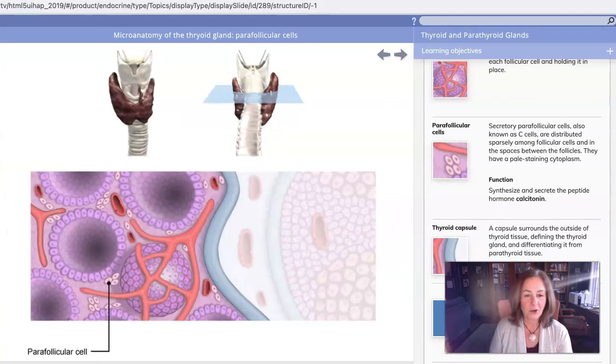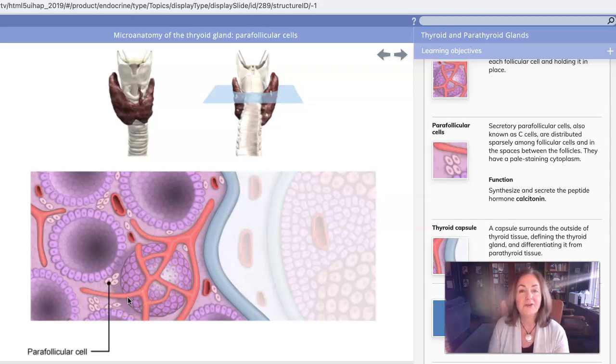So just taking a quick look at that A&P model again, the follicles make up the majority of the gland, but these C cells or parafollicular cells are located in between the follicles. Not all of the cells in between the follicles are parafollicular cells, and they're not equally distributed throughout the thyroid. But as I said, they come from a different developmental location. And so what they do is they monitor blood calcium levels.